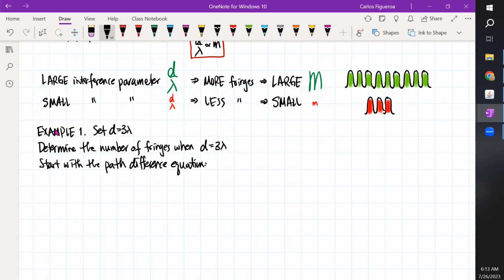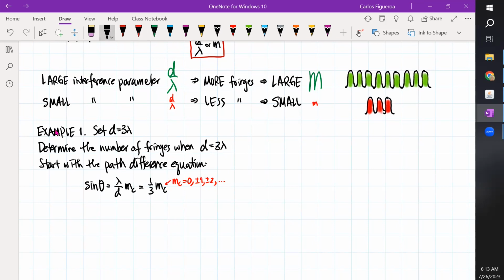And we said here is that if I manipulate this, this is going to be sine of theta equals lambda over d times mc, but this is the same as 1/3 mc. And so now what I want to do here is start putting in my values of mc until sine of theta is greater than 1.